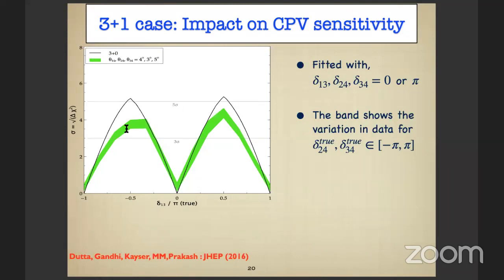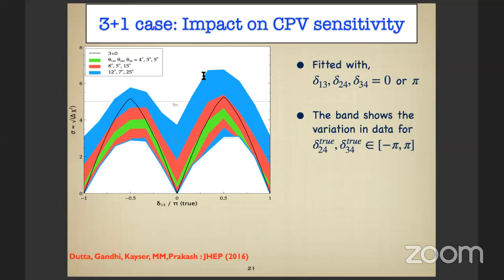Since the number of CP phases has now increased, I am fitting with 3 CP phases, which can have 0 or pi values. The width of the band points to the variation of delta 24 and delta 34 over the whole range of -pi to +pi. The important thing to note is that since we now have more parameters to fit in the CP violation, the sensitivity in general decreases compared to the standard case, and this decrease is quite significant. This decrease also depends on the value of the mixing angle chosen, as can be seen in the latter plot.